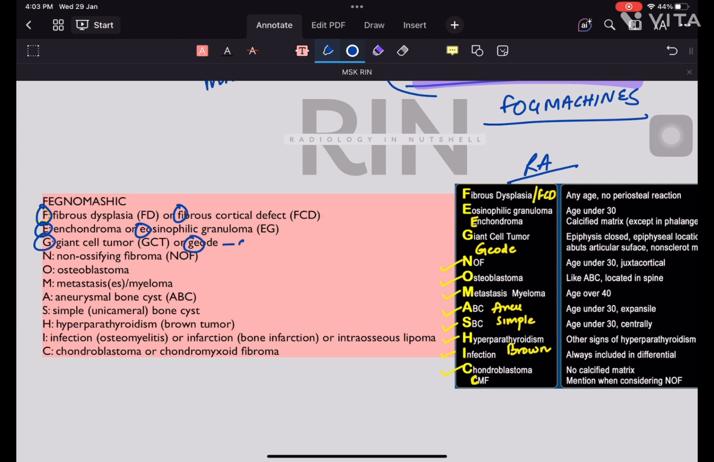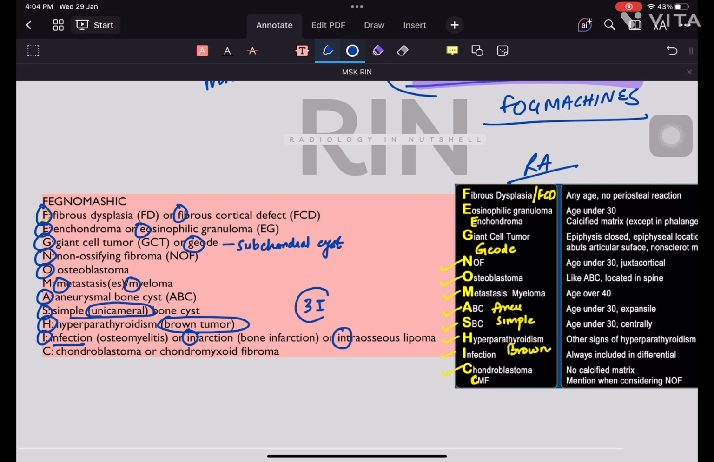G is for giant cell tumor and geode. Geode is nothing but subchondral cyst. And N is for non-ossifying fibroma, osteoblastoma, metastasis and myeloma. A is for ABC, aneurysmal bone cyst. S is simple or unicameral bone cyst. H is hyperparathyroidism, Brown's tumor. I is infection, that is osteomyelitis, then infarction, bone infarction, and intraosseous lipoma.